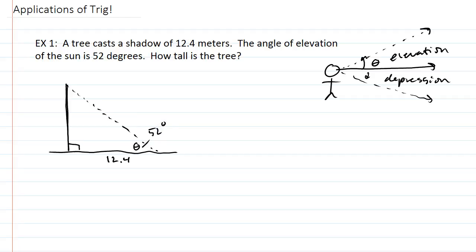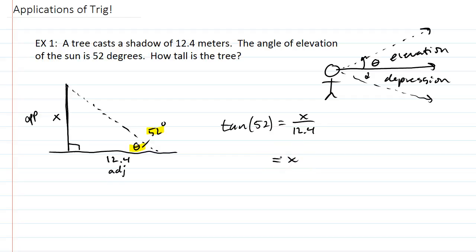So this is a Sohcahtoa problem. We have an angle, and we're trying to figure out how tall the tree is. So if I'm standing in the corner here, at theta, 52 degrees, I think, alright, I have opposite. I also have adjacent. That means I'm going to be using tangent of 52. The ratio is going to be opposite over adjacent, so that's x over 12.4.